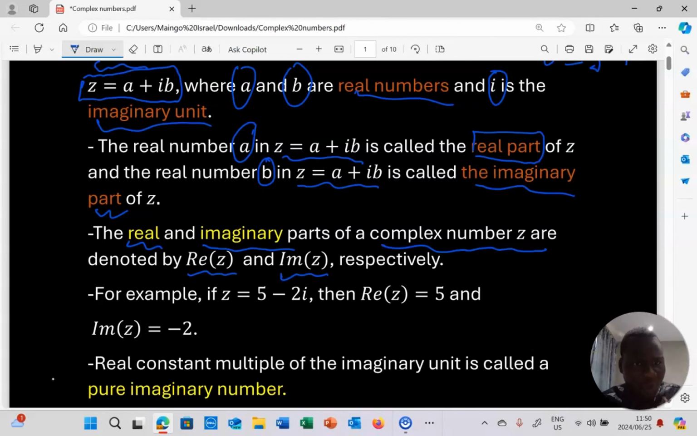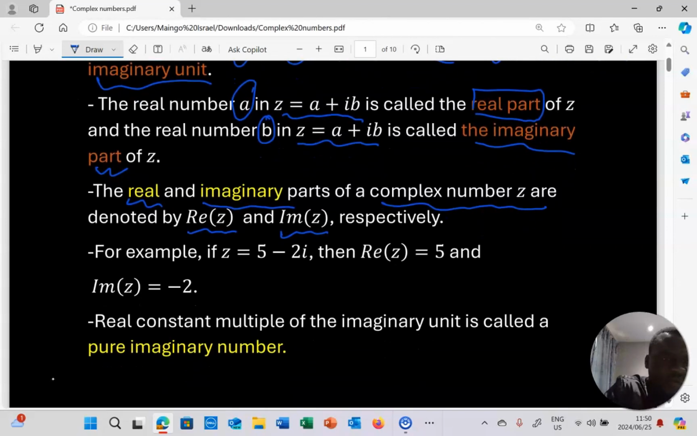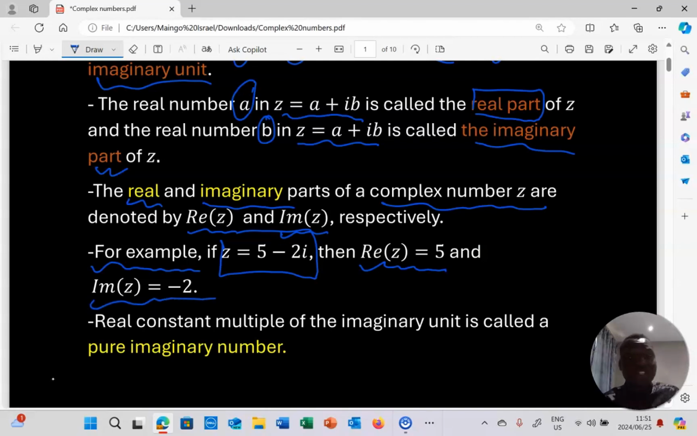So we denote the real and imaginary parts of a complex number z as Re(z) and Im(z) respectively. Let's take an example. If we have the complex number z equals 5 minus 2i, then its real part equals 5 and its imaginary part equals minus 2. That's how simple it is.